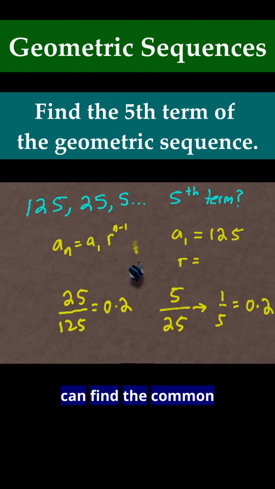So that's how you can find the common ratio if it's not obvious at first. Take a term and then divide it by the term right behind it, and this will always give you the common ratio. So I'm going to say r is 0.2. You can also write it as 1/5 if you wish. It doesn't matter too much since they're the same thing.